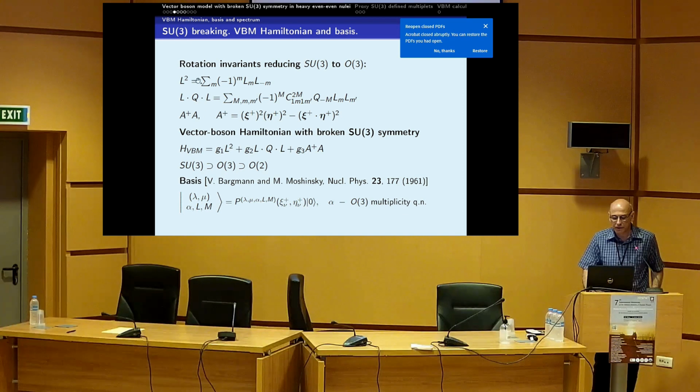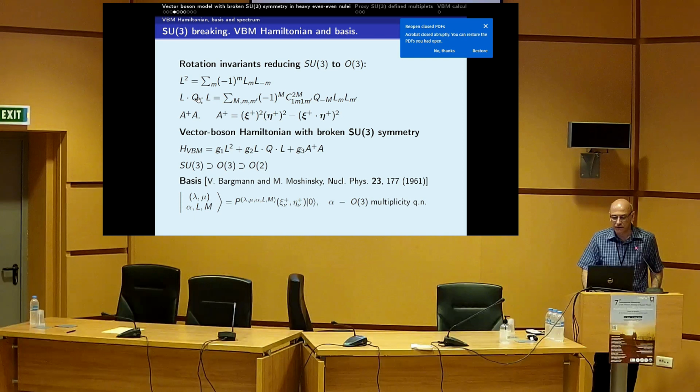There are three operators which are invariant with respect to O3, and some of them reduce SU3 to O3. This reduction is important because in this way, having these operators included in the Hamiltonian, one can generate the spectrum.